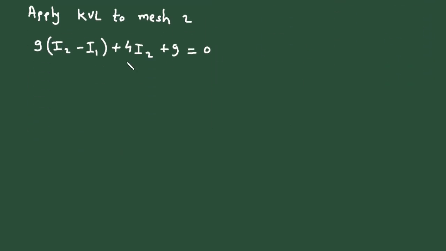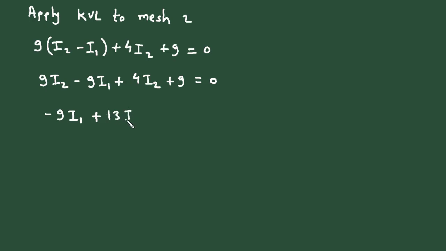Now let's simplify this. So it will be 9 I2 minus 9 I1 plus 4 I2 plus 9 is equal to 0. Let's write I1 terms first. So it will be minus 9 I1. Then this will be 9 plus 4, so plus 13 I2. It is equal to minus 9. Let's say this is equation number 2.